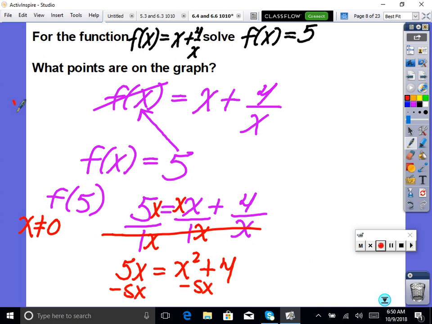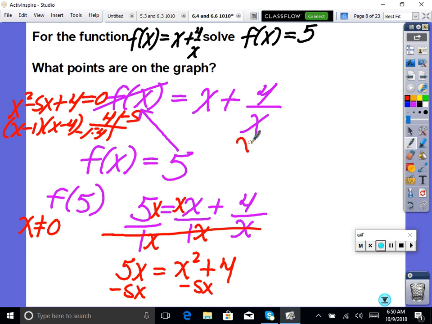So then you're saying that it's x squared minus 5x plus 4 equals 0. So then we factor it. We'll multiply to be 4, adds up to be negative 5: 1 and 4, negative, negative. So then we get (x minus 1)(x minus 4). So our two solutions are x equals 1 and x equals 4, right?